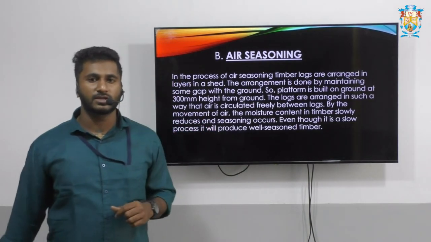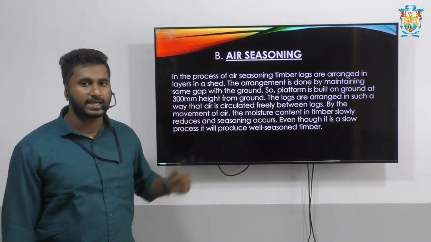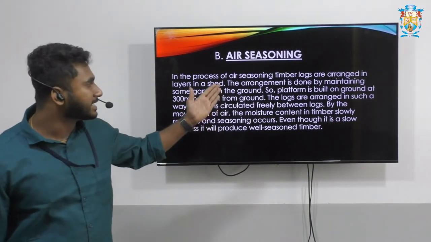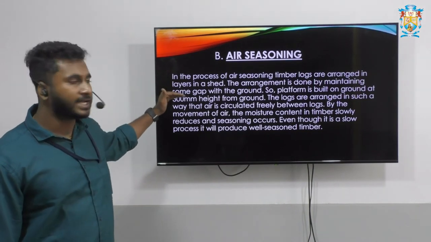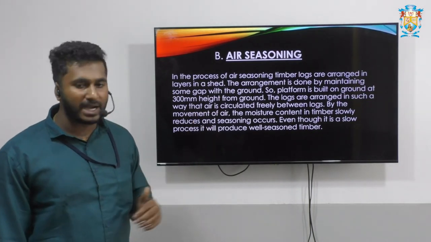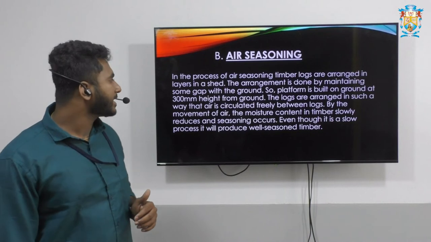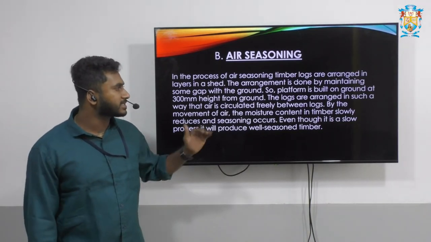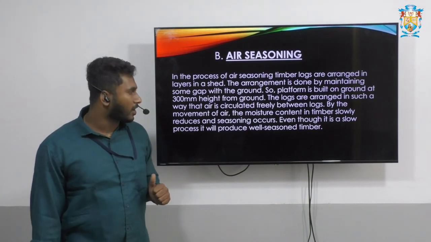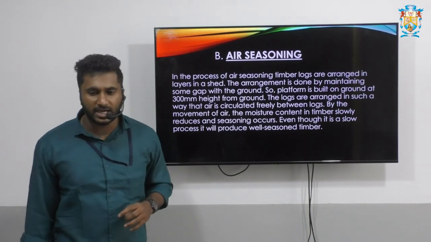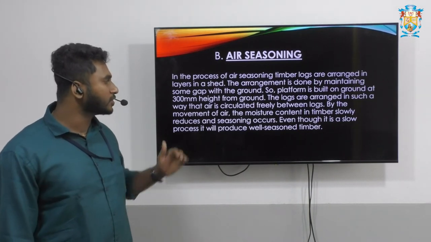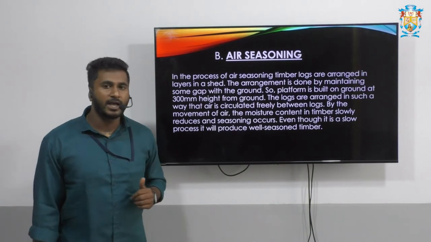Next, coming to natural seasoning, the second one is air seasoning. In this process, the timber logs are arranged in layers in a shed. The arrangement is done by maintaining some gap from the ground. A platform is built on the ground at 300 mm height. The logs are arranged in such a way that air is circulated freely between the logs. By the movement of the air, the moisture content in the timber slowly reduces and seasoning occurs. Even though it is a slow process, it produces well seasoned timber.